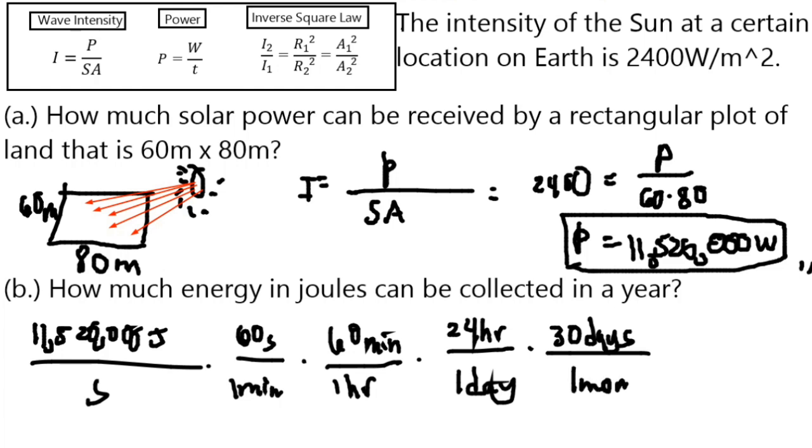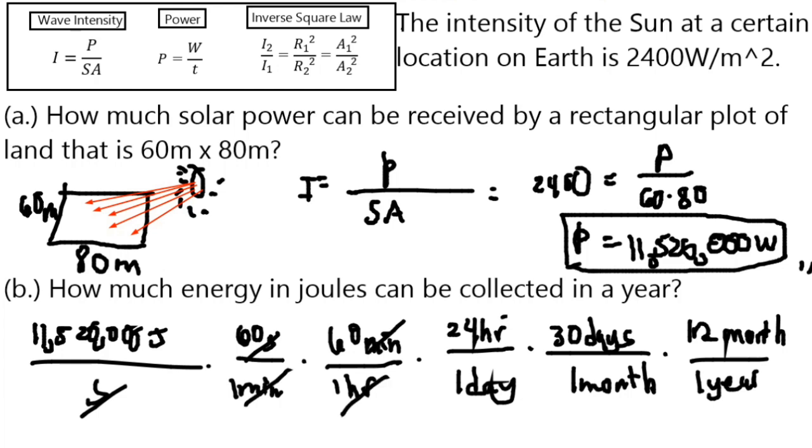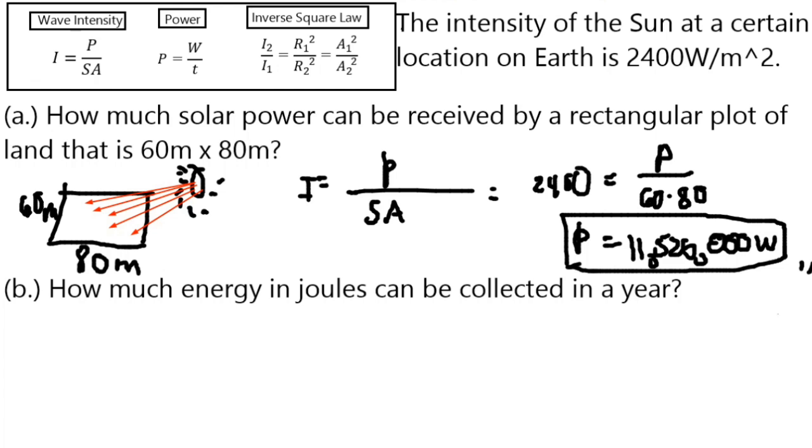In 1 month there's approximately 30 days, and we're not going to account for the leap year. So 12 months in 1 year. There you have it. We can just cancel some units here. Seconds will cancel, minute will cancel, hour will cancel, day will cancel, month will cancel. So what we're left with here is joules per year. Now, typing those things in our calculator, we have this final answer.